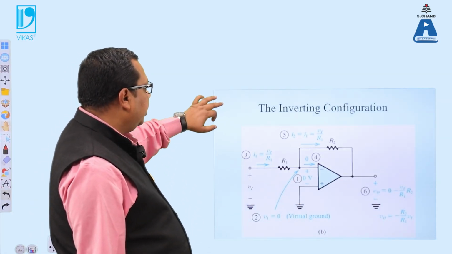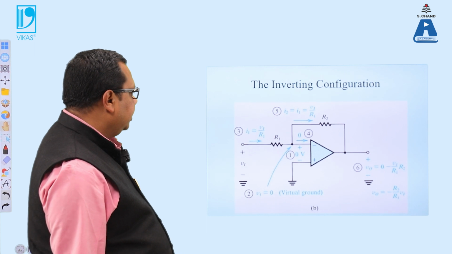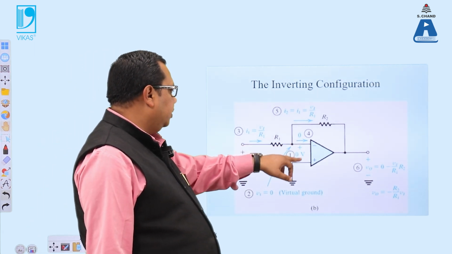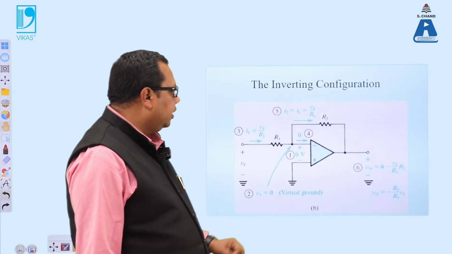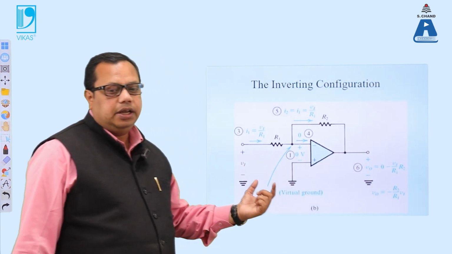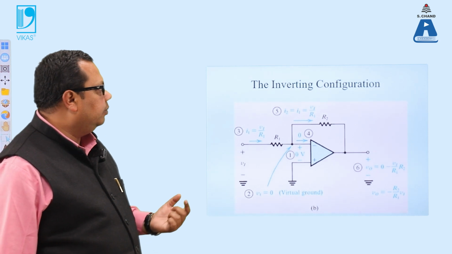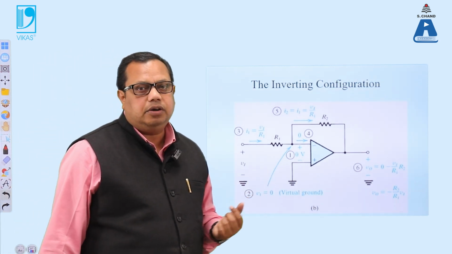Now we'll discuss the inverting configuration. We can see here this is connected to positive, negative, then positive. Here we are not giving the supply, we are grounding this particular leg. This is the main difference. We have done the non-inverting.